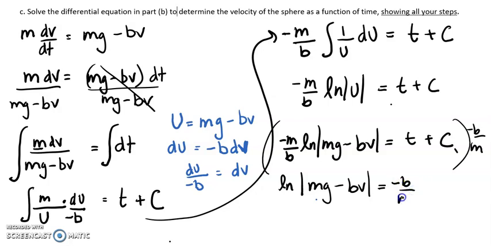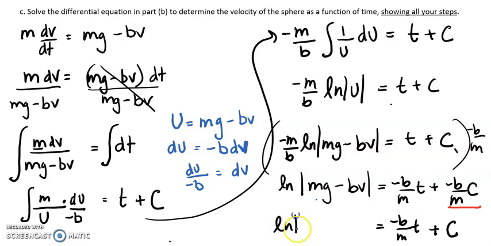So we have negative b over mt plus negative b over mc. I want you to keep in mind, this whole term right here, b over mc: b is just a constant, m is just the mass of the thing, that's a constant. That is just a new constant. I'm just going to call it c. I don't want to keep writing the same thing. So this is negative b over mt times ln of mg minus bv.